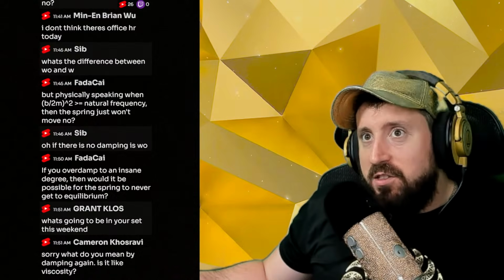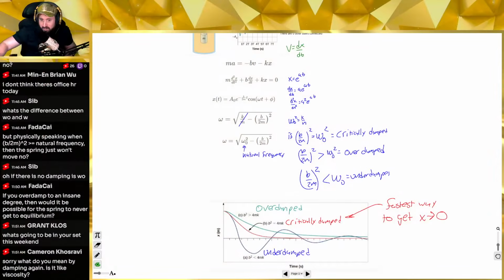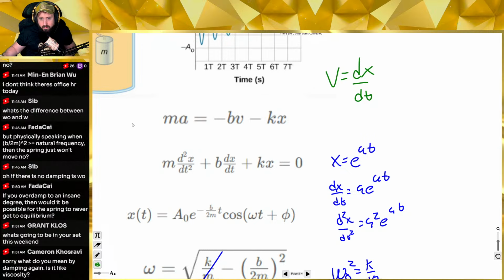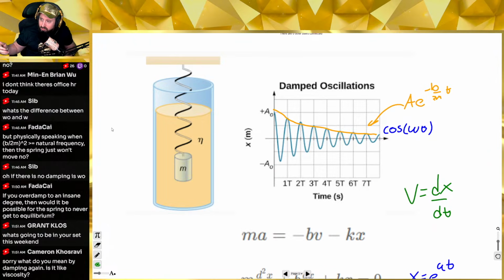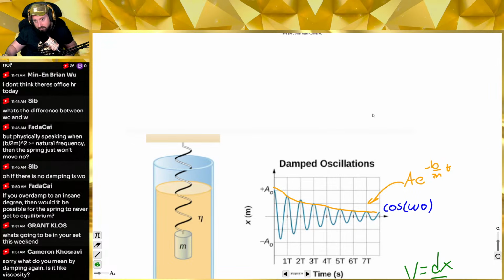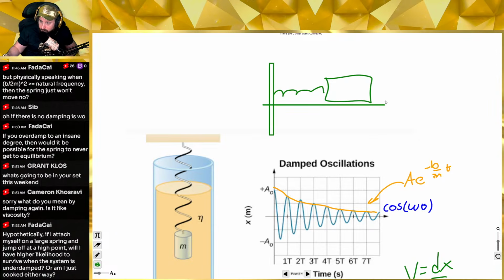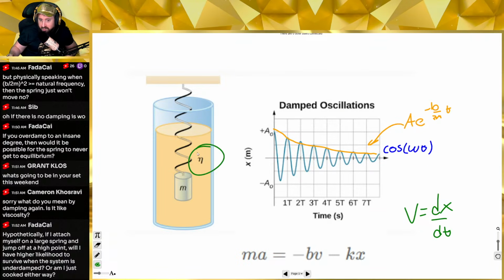When you mean by damping, is it like viscosity? Correct, yes. Damping is any sort of force that is resisting the movement of this thing. This thing naturally wants to go back and forth because of the spring, but you can have stuff trying to impede that movement. In the case of a spring on the ground, that would be friction. Here they're saying the viscosity of the liquid creates a drag force, and that's also damping.